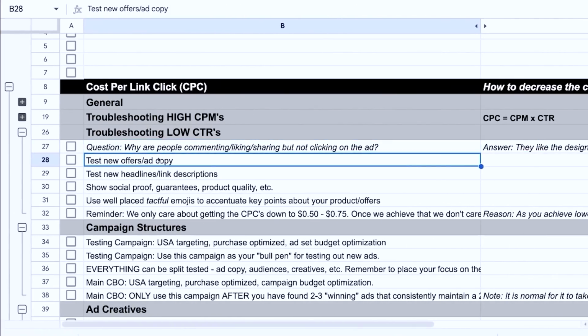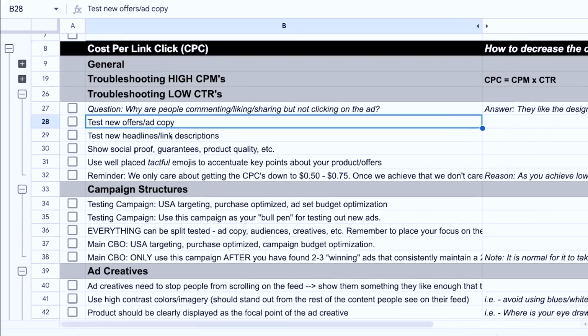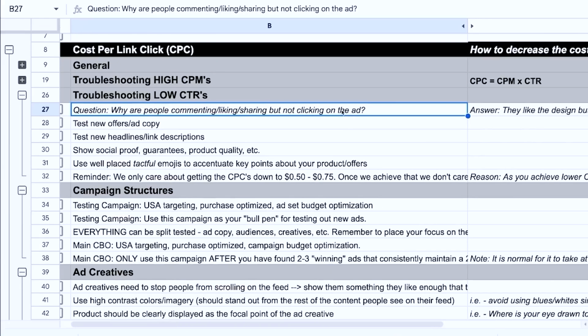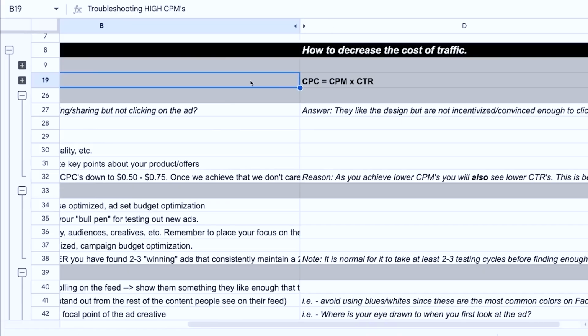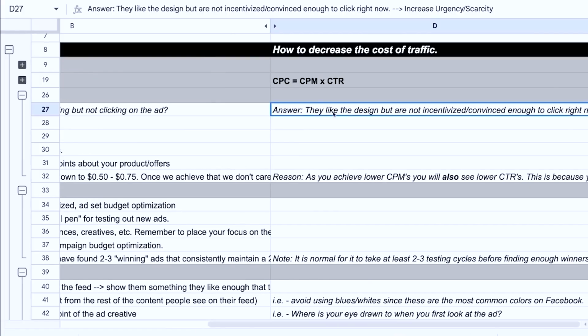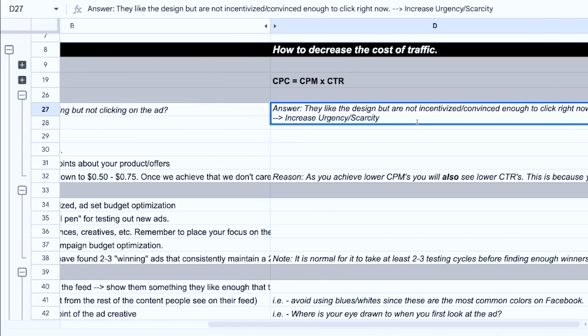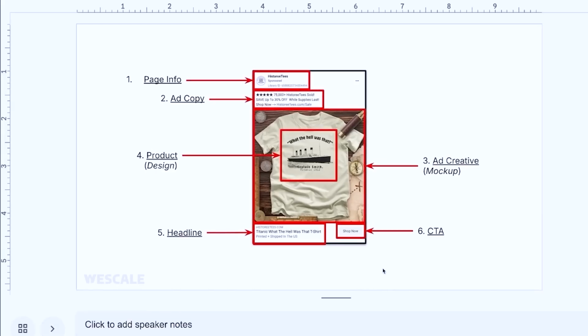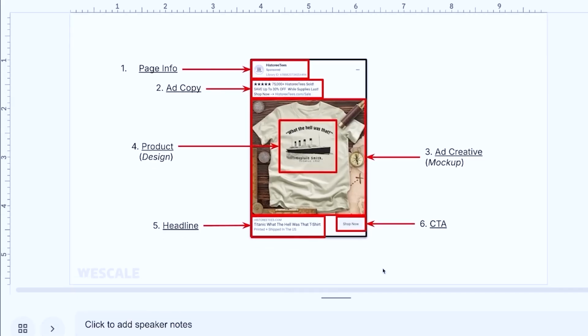So when we're troubleshooting our low click-through rates, we want to be answering the question: why are people commenting, liking, sharing, engaging, but not clicking on the ad? So once we fix the CPMs, we know that we're getting engagement, but the answer is that they like the design, but are not incentivized or convinced enough to click right now. So we want to increase urgency, scarcity. To help demonstrate this point, here's one of the slides from the presentation we just went through.